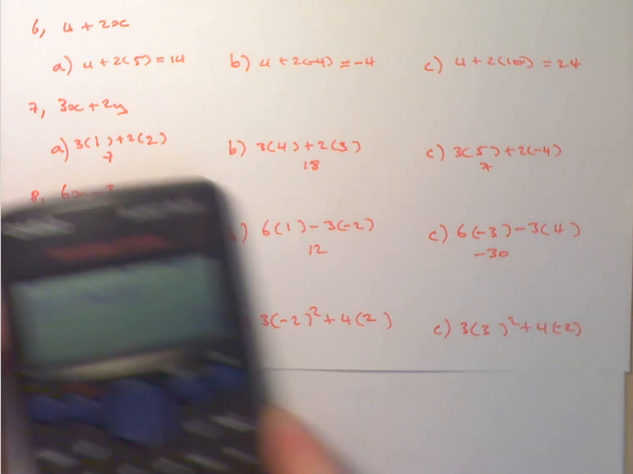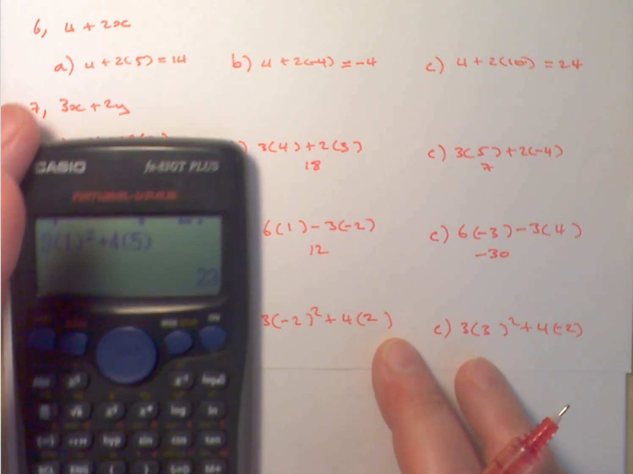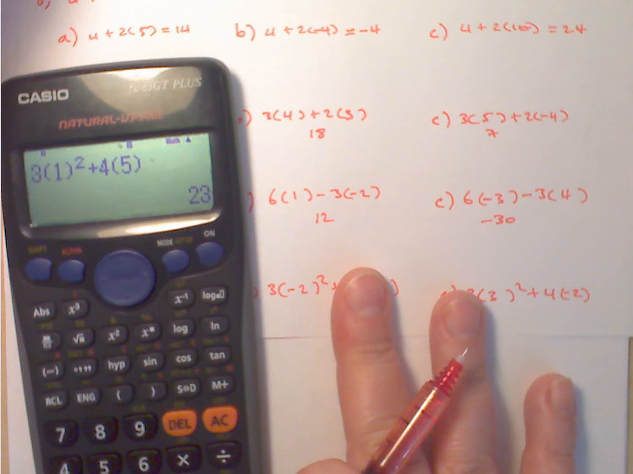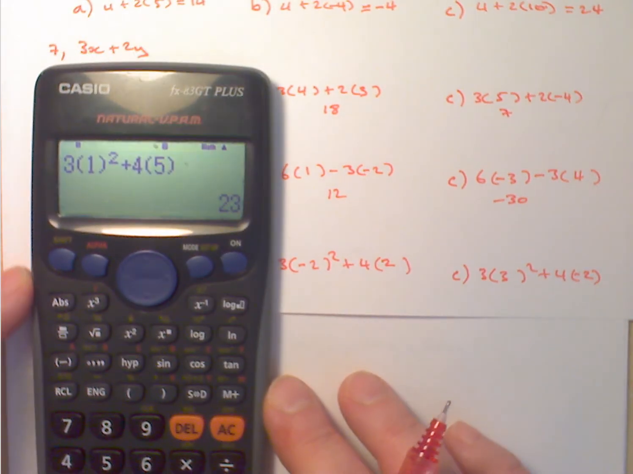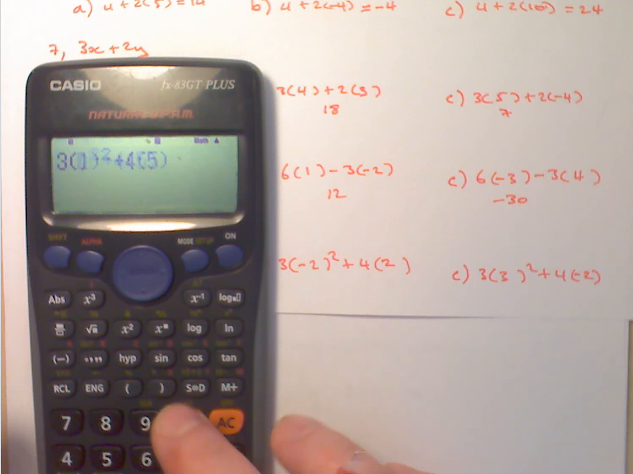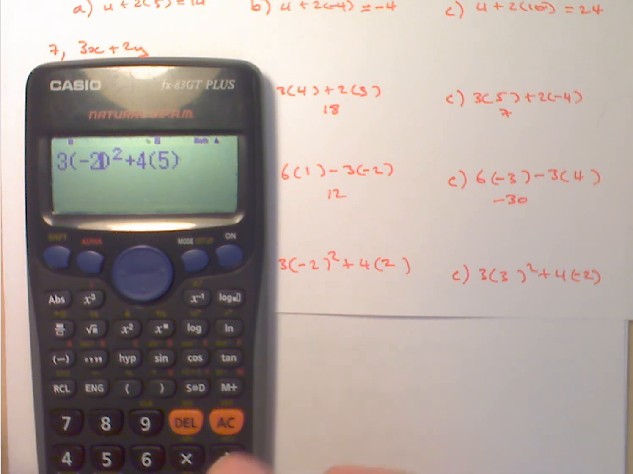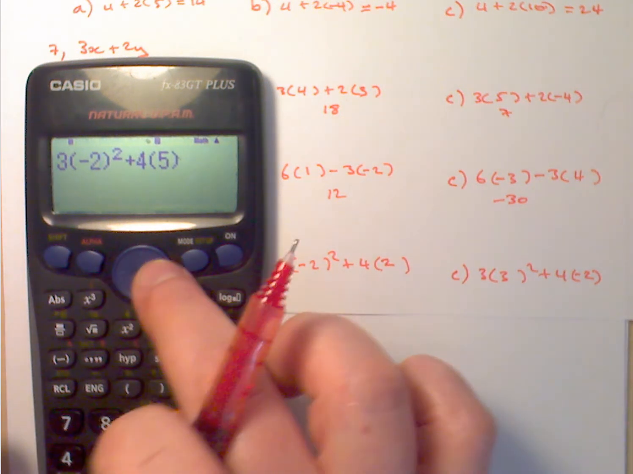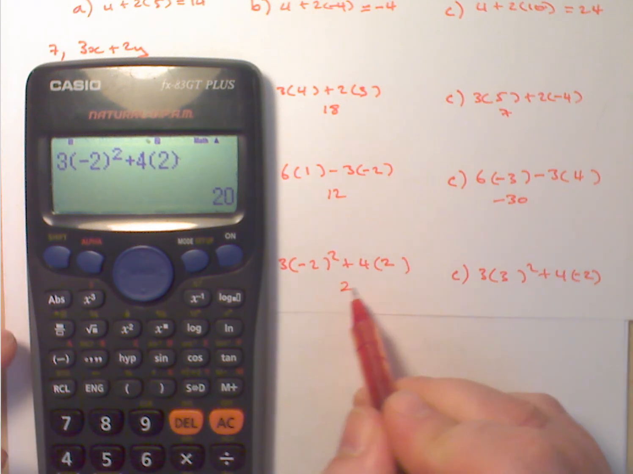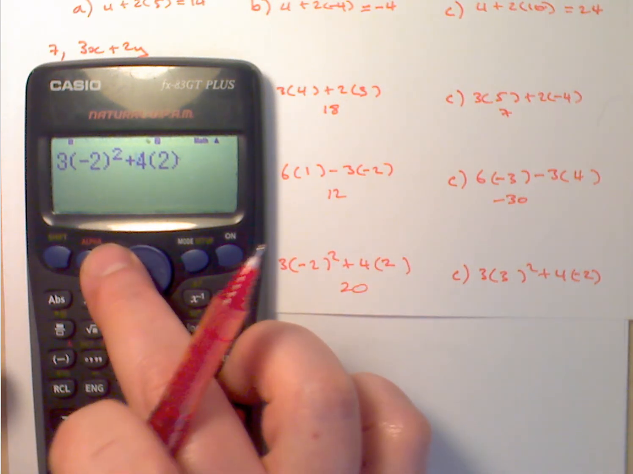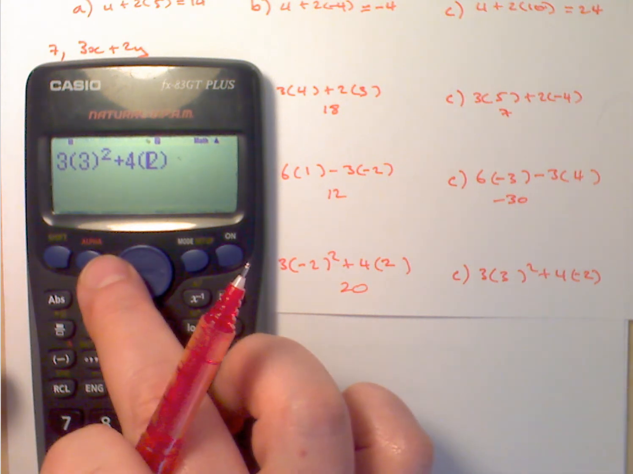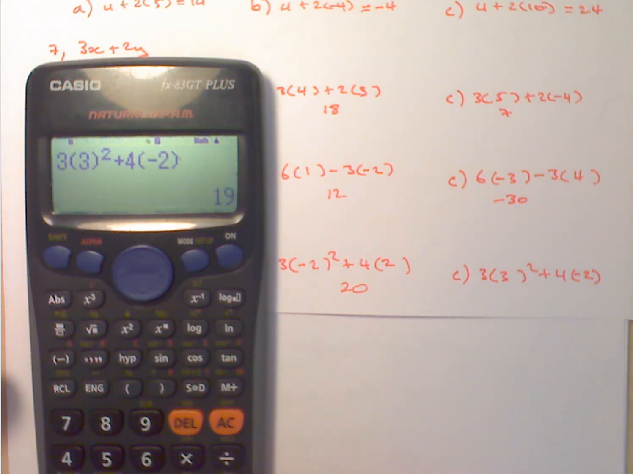Then with this one, and this is where the examiners are expecting people to make mistakes, because there's a nasty minus sign in there. I'll just move it so you can see it a bit better. And all I'm doing is just replacing the previous substitution of 1 with minus 2, and the previous substitution of 5 with 2. It gives me 20, and this one needs to change, for part C, it needs to change to 3, and that's supposed to be minus 2. That gives me 19.